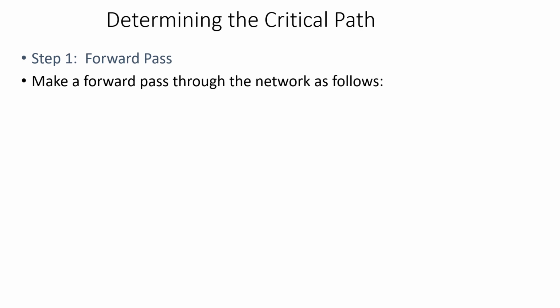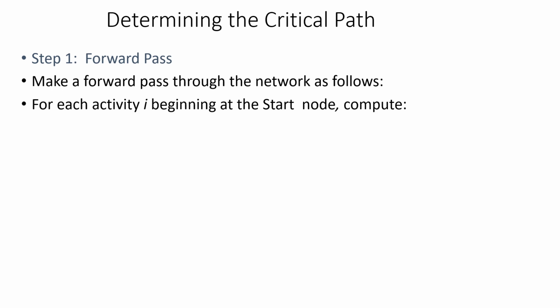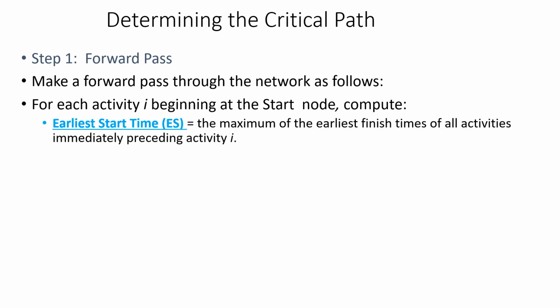Let us see how we can determine the critical path in a network. The first step is called the forward pass. So in a network, we make a forward pass as described below. For each activity I, beginning at the start node, we compute the earliest start time ES. The earliest start time ES is calculated for each activity beginning at the start node.